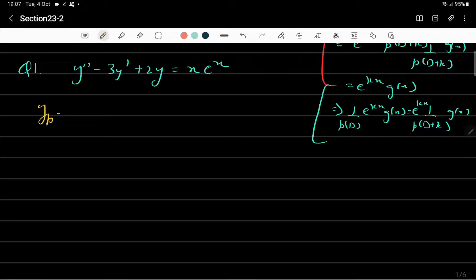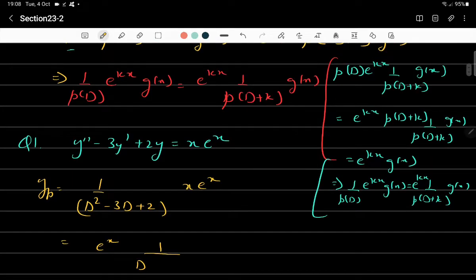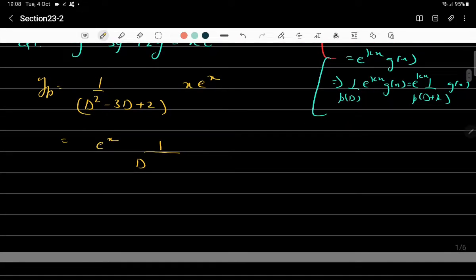So your yp would be 1 by d square minus 3d plus 2, x e raised to the power x. Now if I use the exponential shift rule, then I must shift the exponential function to the left hand side and replace d by, remember, d plus k. So here e raised to the power kx, k is 1, so d plus 1 whole square minus 3 times d plus 1 plus 2, and x. Yes, if you further simplify it, it simply becomes e raised to the power x, 1 by d square minus d, and x.